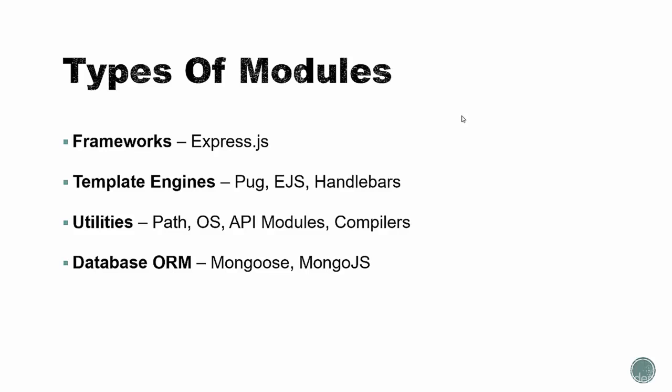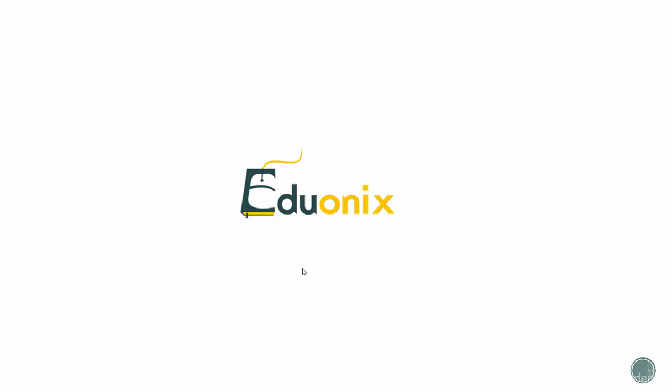We have utilities like Path, which is a system module which is used to work with file paths. We have OS, which is used to work with the operating system, different API modules, different compilers, things like that. And then we have database object relational mappers, so Mongoose, MongoJS. These are used to interact with a MongoDB database, which we'll get into later. You can use pretty much any database with Node.js, but Mongo is one of the more popular ones. So we've come to the end of this slide. In the next video, we're going to jump in and install Node and get started.